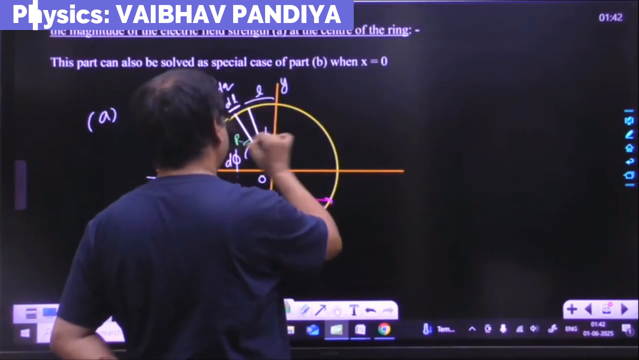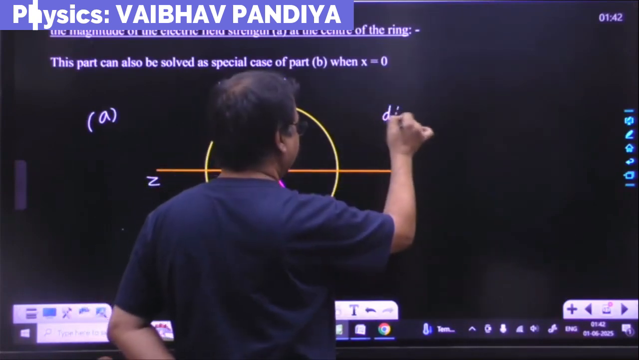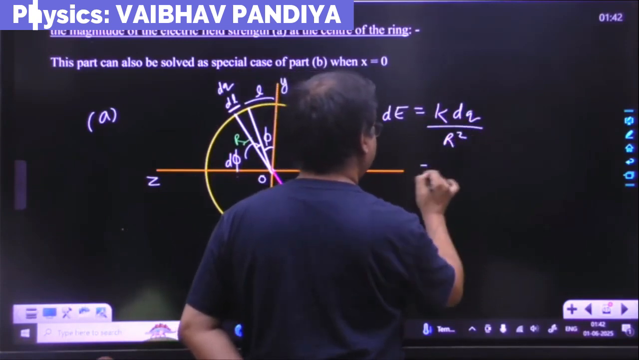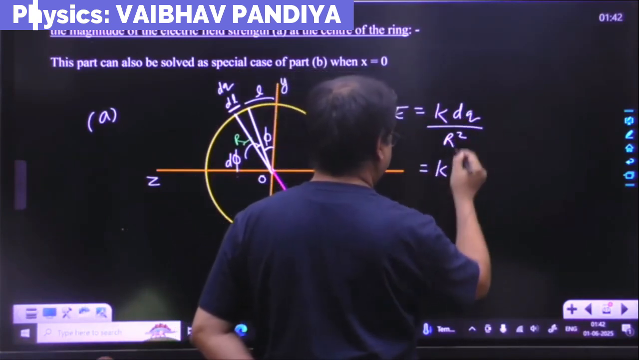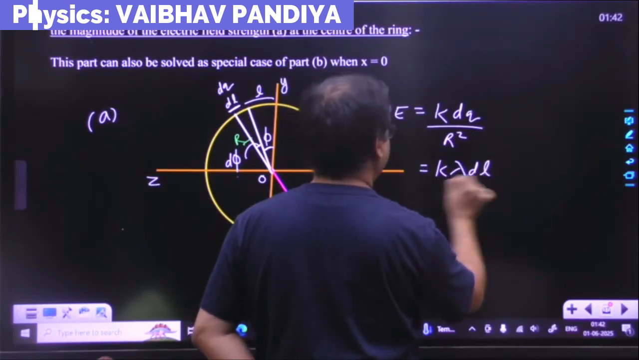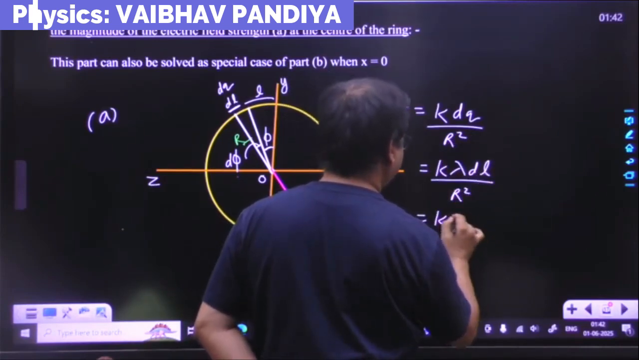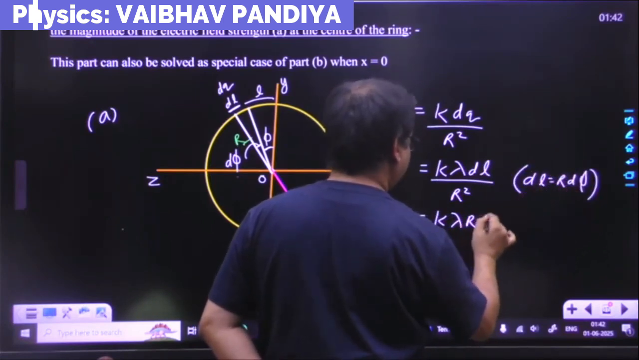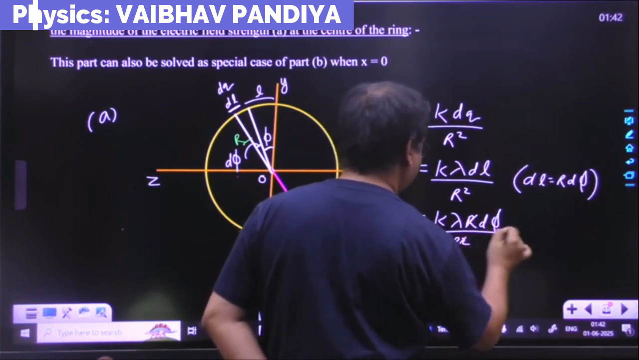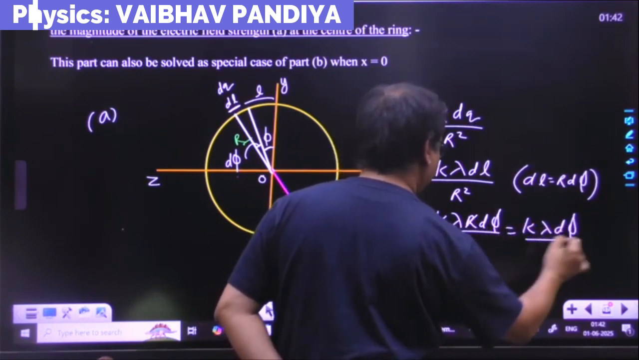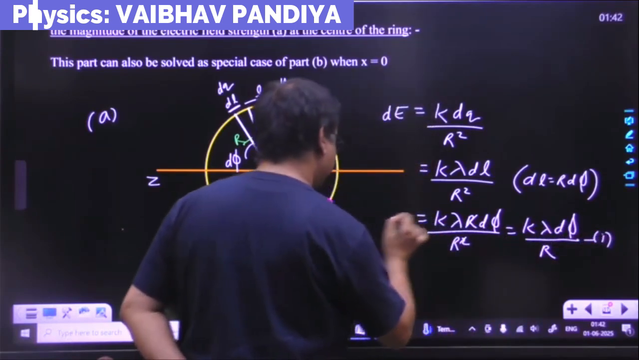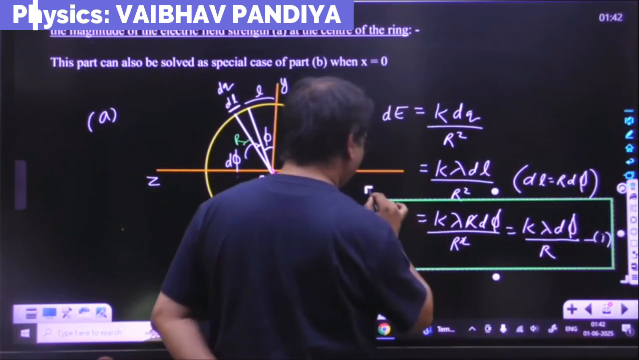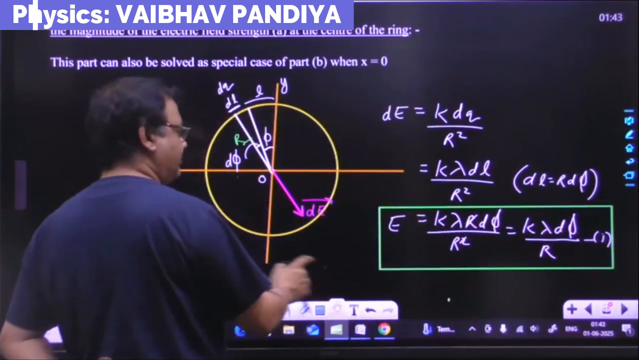So this distance is r, so we can write dE as Coulomb's constant k dq by r square. So k and dq we know, we have done in basics. dq will be lambda dl, so k lambda dl by r square, and dl is what? It's a circular arc, r d phi, so I'll get k lambda r d phi by r square, so I'll get k lambda d phi divided by r. So this came to be the magnitude of electric field, and I'm taking an outward model, so I'm not putting this lambda in modulus since I'm making the outward model.